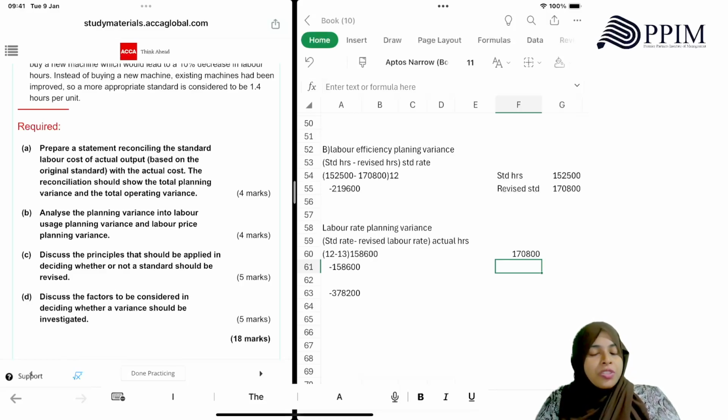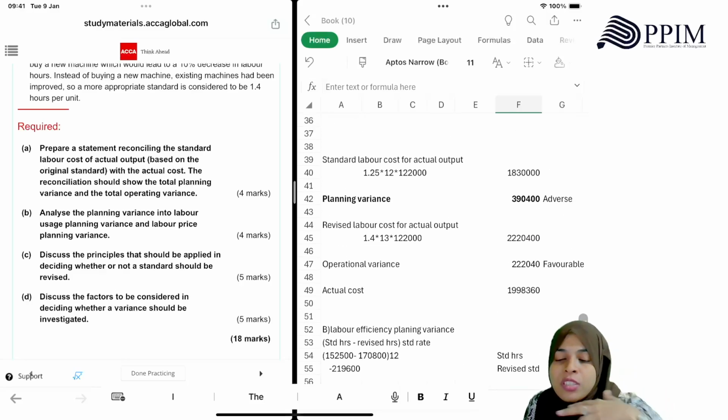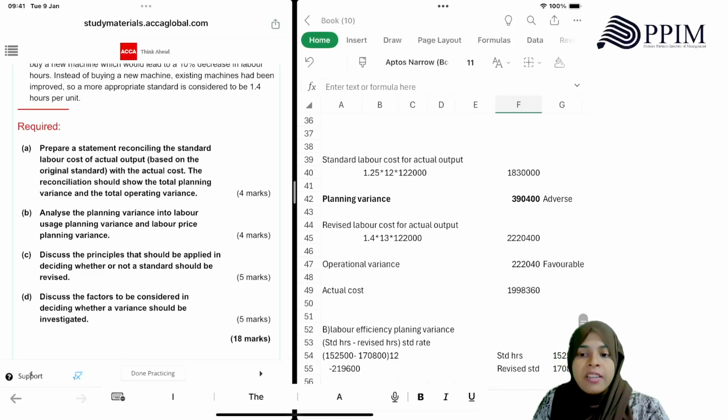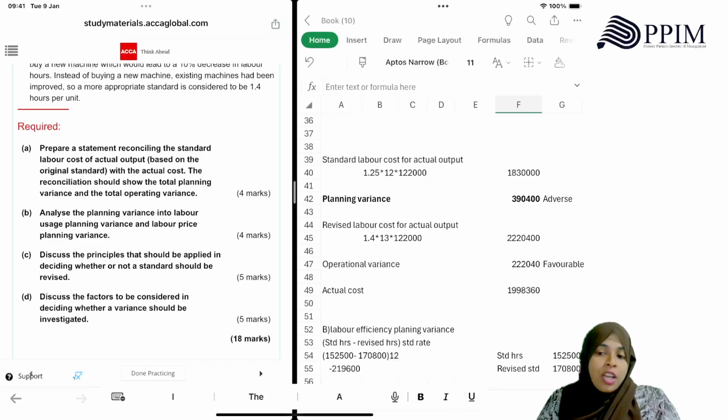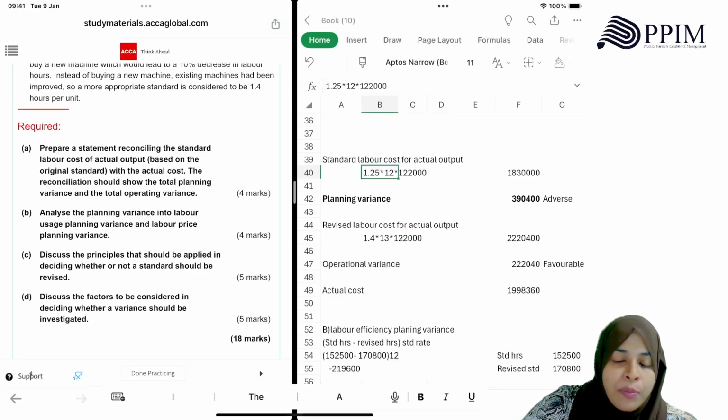Generally, in all questions we use actual hours. Then why are we suddenly using the revised hours in only one question? You know why the marking scheme has adjusted the second answer? Because the first question they asked was to find the planning and operational variances using the standard labor cost, the revised labor cost, and the actual cost. So the planning variance that came there was purely due to what? A difference in this 1.25 and 1.4. Difference in 12 and 13.